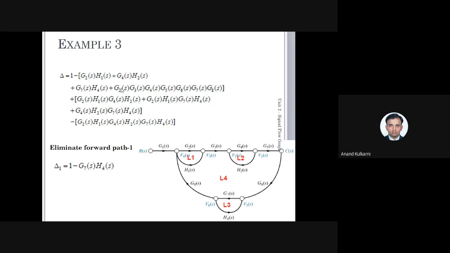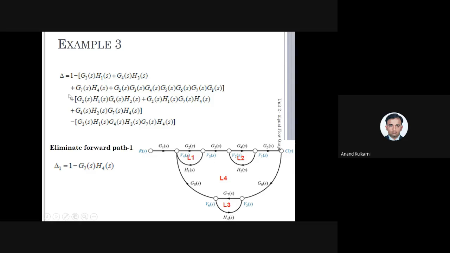Now we'll have to find delta 1. Delta 1 is very easy, because we know that L1, L2 and L4 are not possible, because they are lying on the forward path, since they have common nodes. Except L3, all other loops are lying on the forward path. So delta 1 is equal to 1 minus L3, that is, 1 minus G7H4.